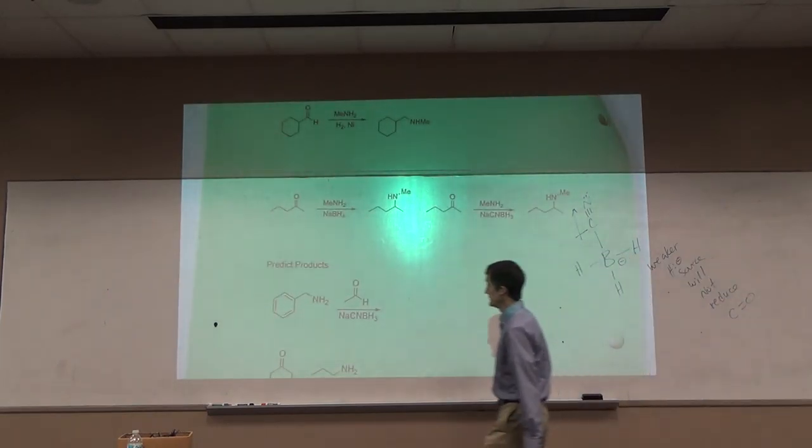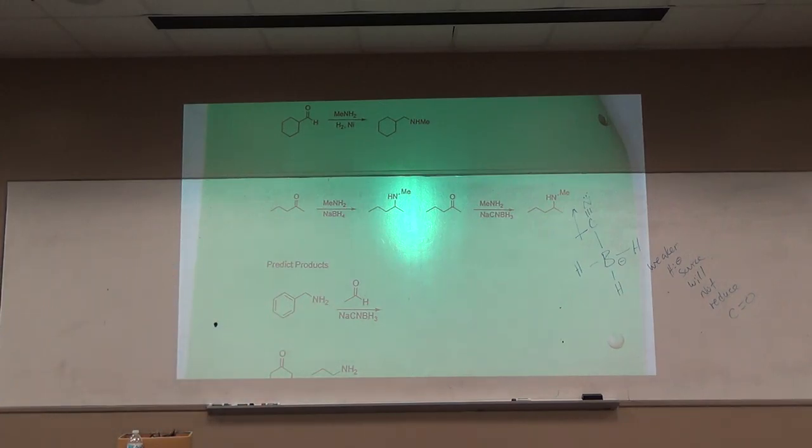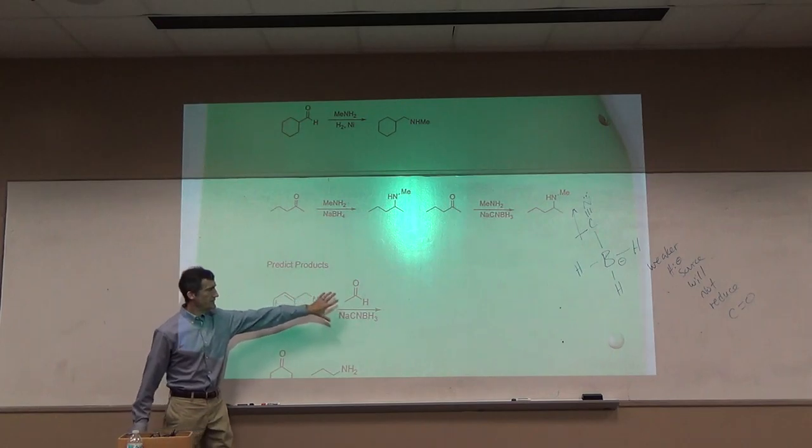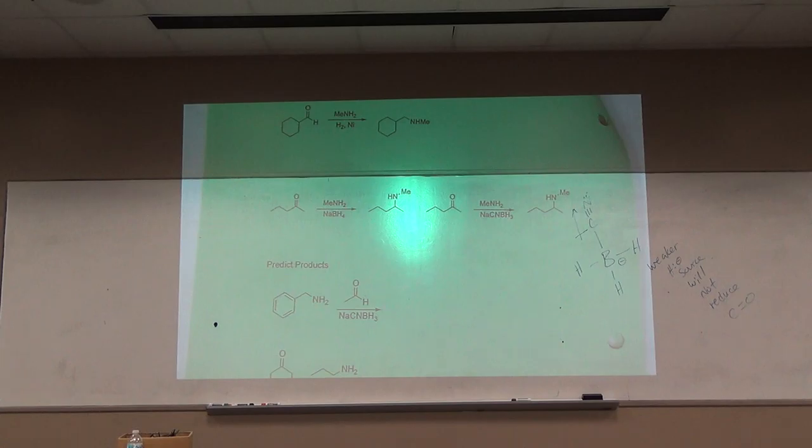Predict the products. I got the product of the first reaction. Does the aldehyde or ketone have to be over here and the amine on the line? No, they're both in the same class. You form a secondary amine. When you start with the primary, you go into the secondary, yeah. Recognize it as reductive amination.